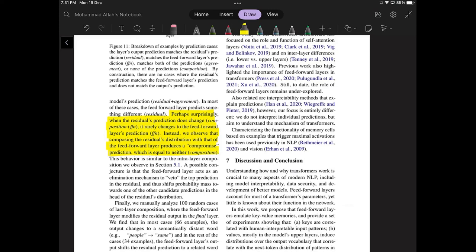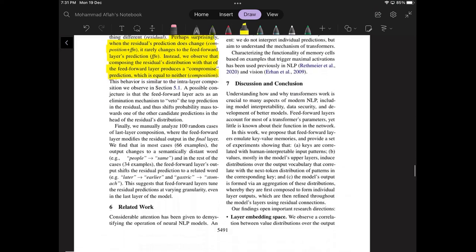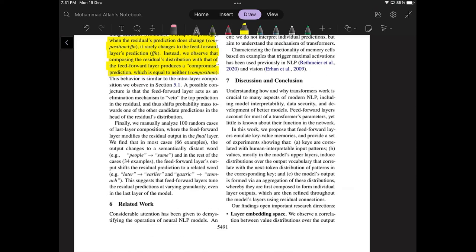Finally, we manually analyze 100 random cases where the feed-forward layer modifies the residual prediction. We find that in most cases, 66 examples, the output changes to a semantically distinct word, and in the rest of the cases, the feed-forward layer output shifts the residual prediction to a related word. This suggests that feed-forward layers tune the residual prediction at varying granularity, even in the last layer of the model.